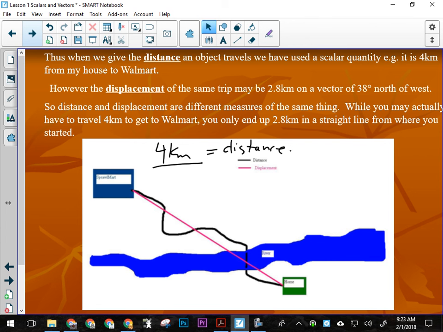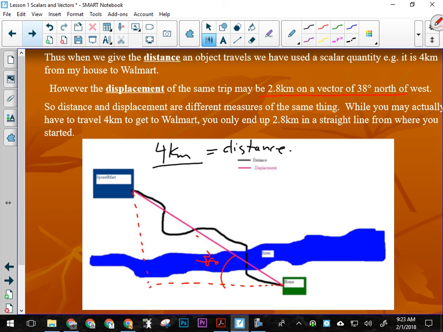Everyone with me so far? So the purple line is going to be 2.8 kilometers on a vector of 38 degrees north of west. So it has kind of a right angle triangle that looks like this. This angle here is 38 degrees and it's 2.8 kilometers long.